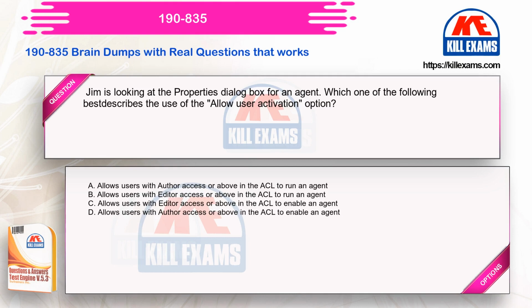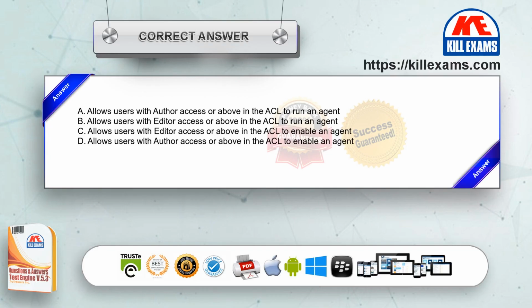Option C. Allows users with editor access or above in the ACL to enable an agent. Option D. Allows users with author access or above in the ACL to enable an agent. The correct answer is option C.